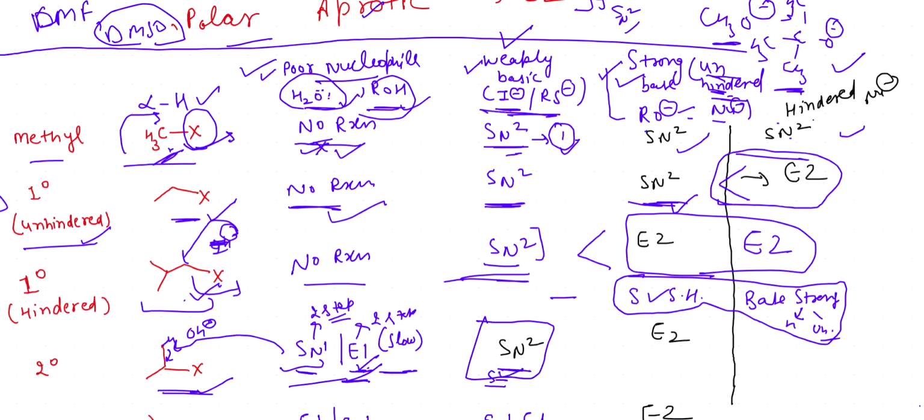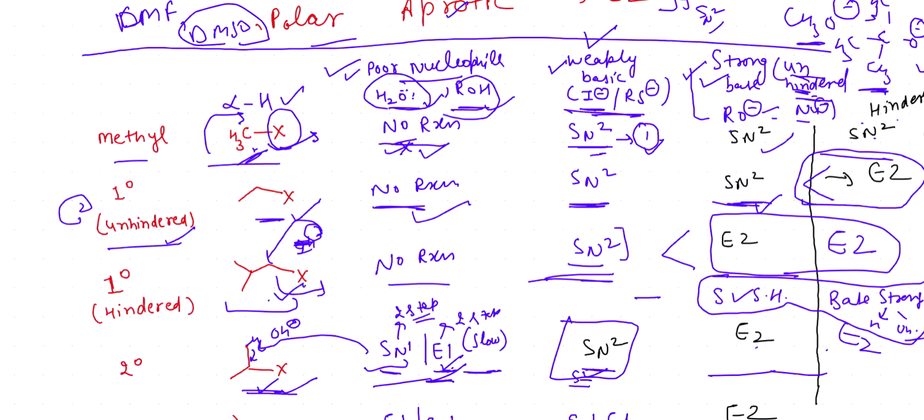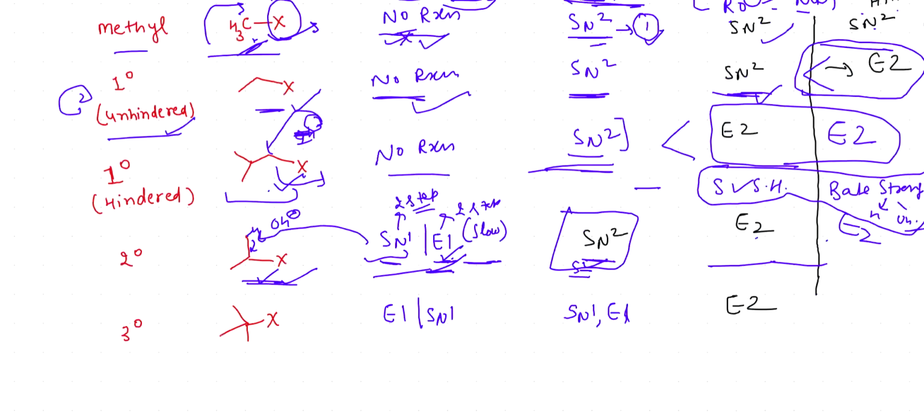Again, with a strong base, either hindered or unhindered, and a sterically hindered substrate, it would prefer the E2 mechanism in both cases, either base hindered or unhindered. Then discussing the case of tertiary alkyl halide. Tertiary alkyl halide is sterically hindered, so it would prefer to undergo E1 and SN1 mechanisms. But these are fast in comparison to secondary halide.